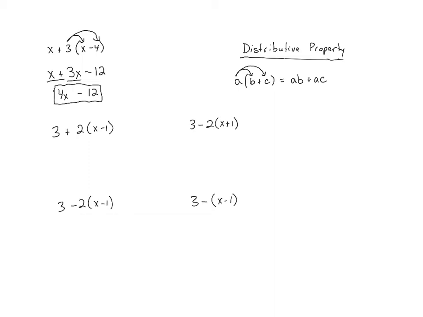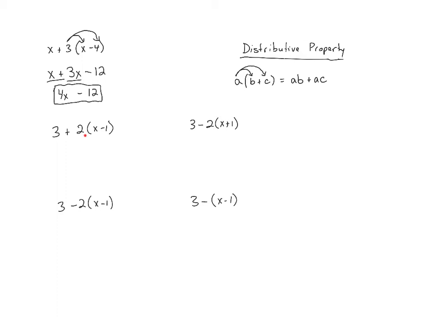Let's start with this first example, 3 plus 2 times x minus 1. Sometimes students have a compulsion to try and add the 3 plus 2 first. But we can't do that because that's the last thing that happens under order of operations. We know that the parentheses goes first and then this multiplication happens, so we cannot add these 3 plus 2.